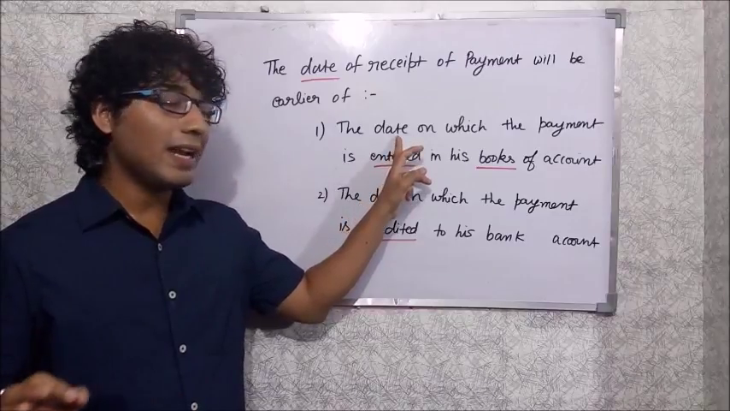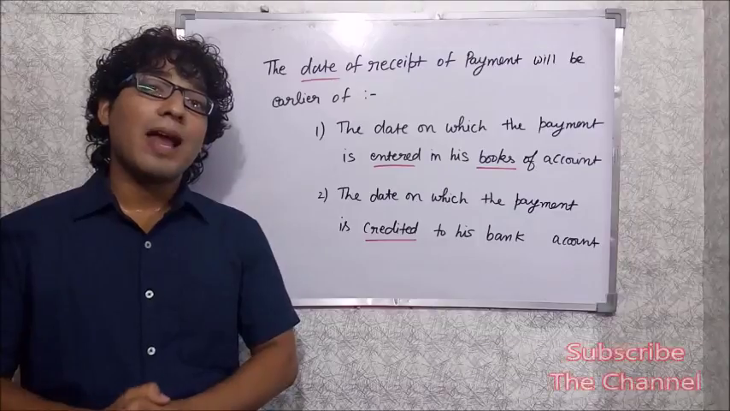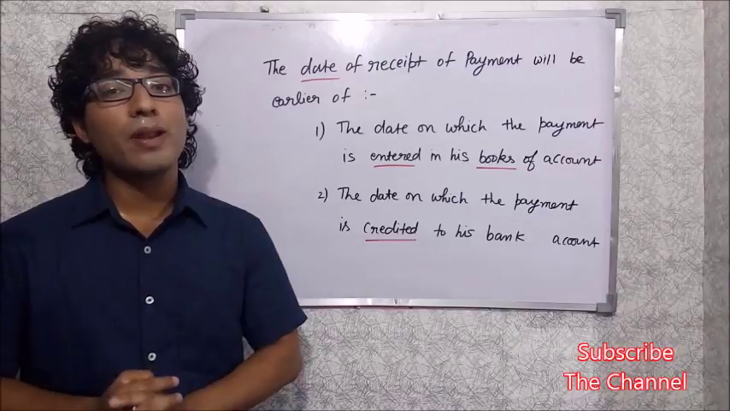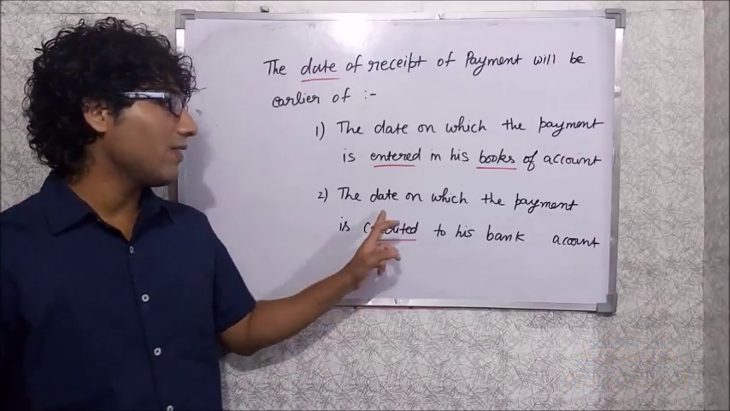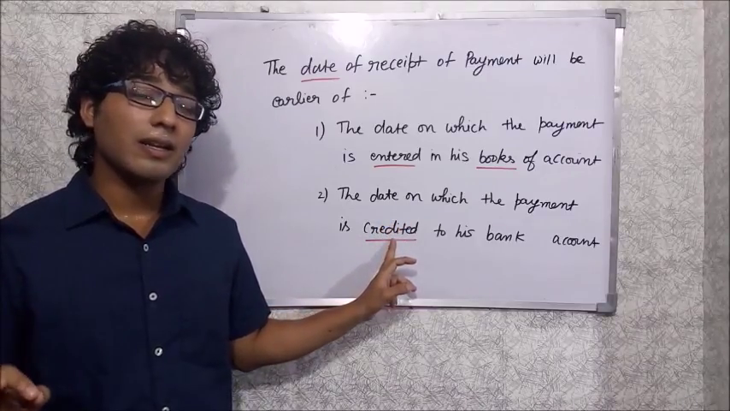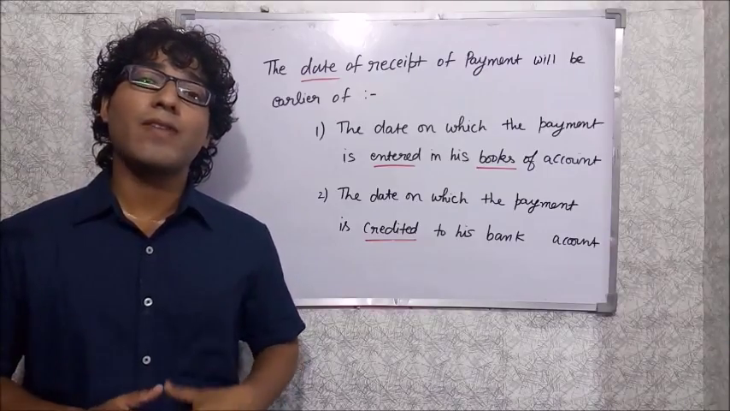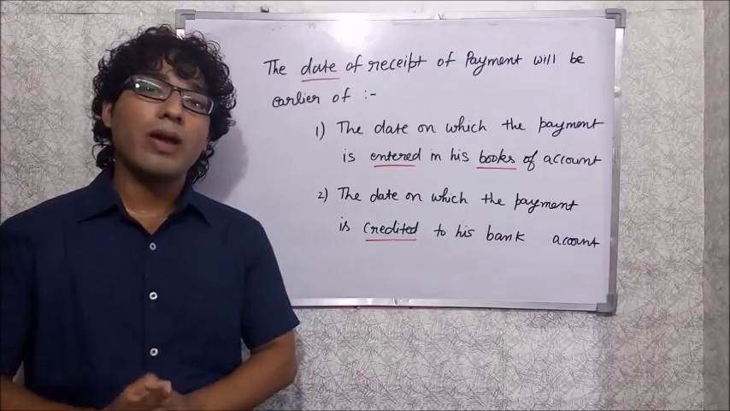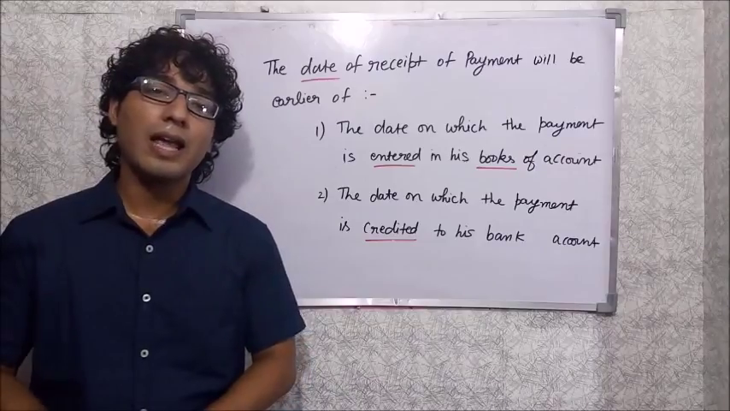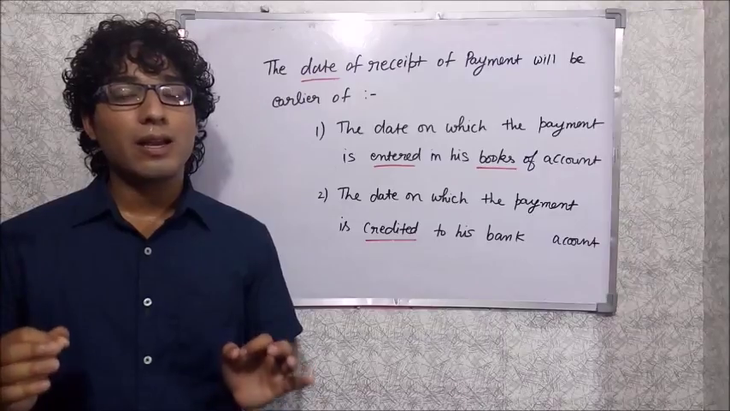So the first event is the date on which the payment is entered in his books of account. When the supplier makes the entry in his books of account regarding the receipt of payment, that is the first event. The second event is the date on which the amount is credited into his bank account. As soon as the amount is credited in his bank account, that will be the second event. And we have to look at the earlier event out of those two events. So the date of receipt of payment by the supplier will be determined accordingly.